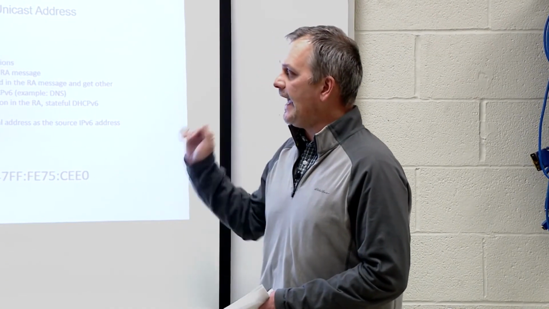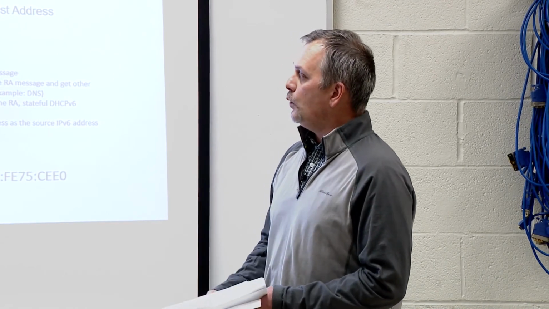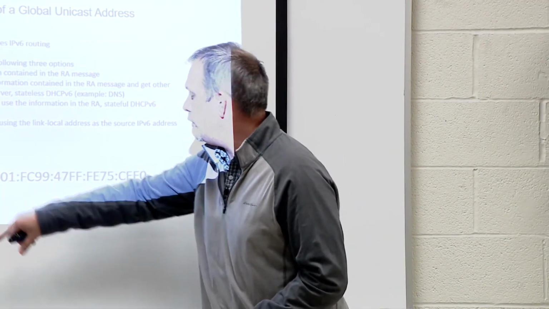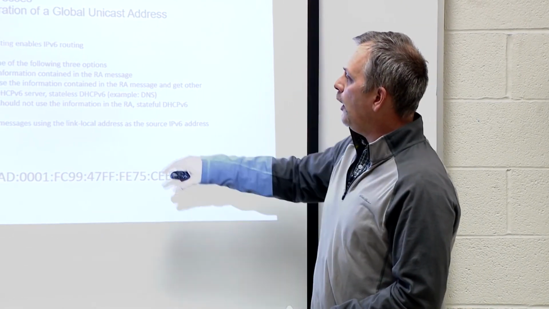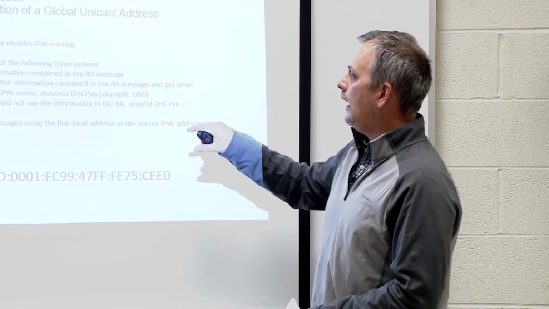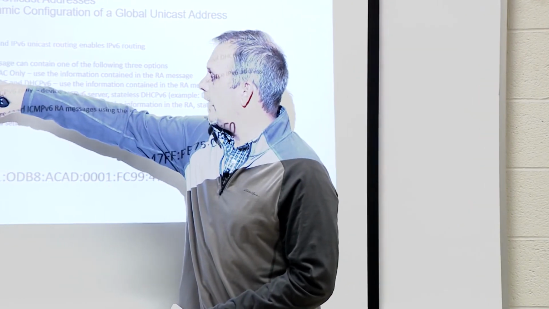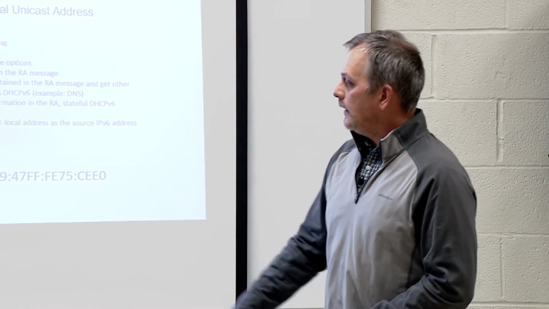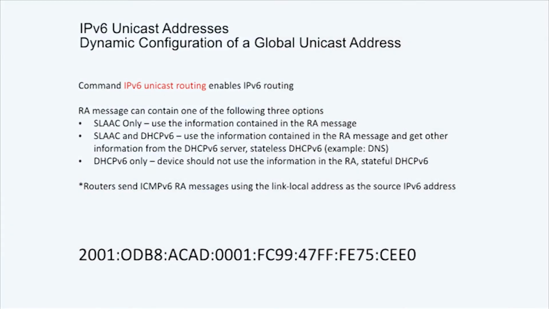Either using the SLAAC-only option, in which the prefix and the interface ID are both generated using stateless address autoconfiguration, which means that the assigned prefix and the second half are made automatically using the EUI-64 method or a randomly generated method.